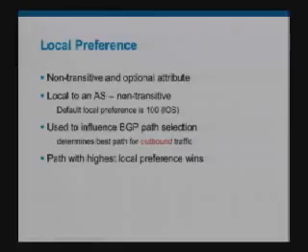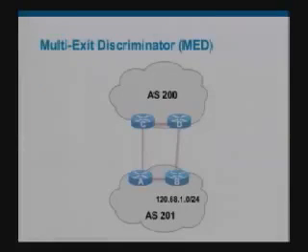Summarizing, it's a non-transitive attribute, so it's not passed from AS to AS. It's only visible inside your own autonomous system. It's optional. You don't have to set it. If it's not set, the default local preference in IOS is 100. It may be different on other implementations. It's used to influence path selection, and determines the best path for outbound traffic. So inbound routing announcements will influence outbound traffic flow. Highest local preference wins.